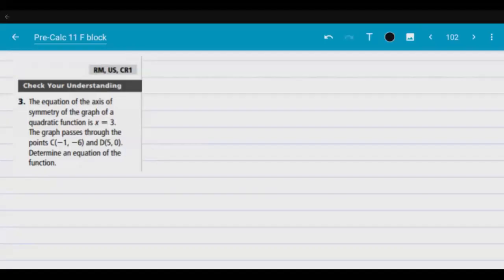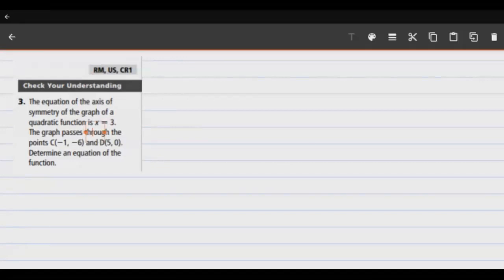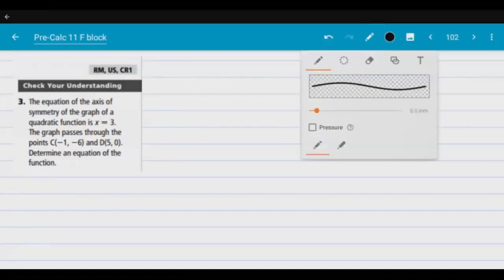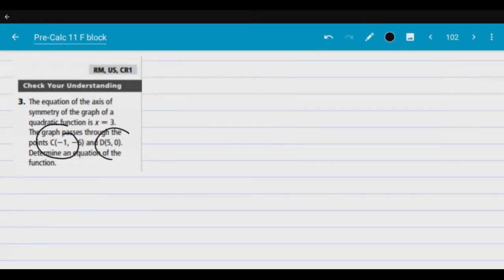All right, guys, so this is checker understanding number 3, and here we go. This is page 302. The equation of the axis of symmetry of the graph of a quadratic function is x equals 3. The graph passes through the points (-1, -6) and (5, 0), right here. Since the graph passes through those points, those points satisfy the graph, therefore those points can be used in place of the x and y values in the standard form or the vertex form.